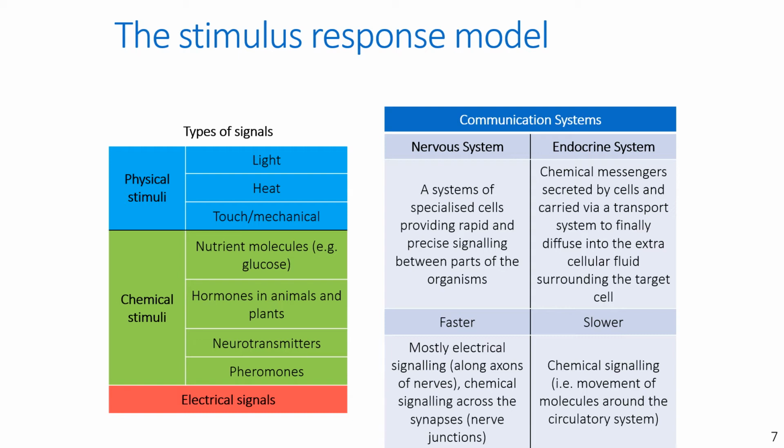The table on the right just overviews the difference between the nervous system and endocrine system. The nervous system is a system of specialised cells providing rapid and precise signalling between parts of the organism, whereas the endocrine system is chemical messengers, basically hormones, that are transmitted to a target cell. The nervous system is far faster than the endocrine system, and the nervous system is electrical, whereas the endocrine system is chemical.